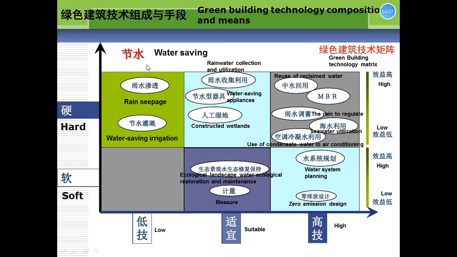Water saving, water saving irrigation. You can use rainwater collection and utilization, water saving appliances, constructed wetlands, reuse of reclaimed water, rain regulation, seawater utilization, and use of condensate water in air conditioning. In addition, ecological landscape water, ecological restoration and maintenance, water system planning, zero emission design.